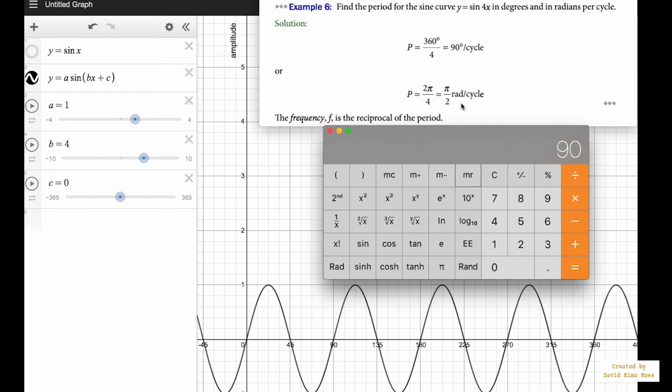Now if we want to express this in radians, if you remember, 2 pi radians is 360. We divide that by 4, we get pi by 2. And if you remember, pi by 2 is 90, pi is 180, 2 pi is 360.